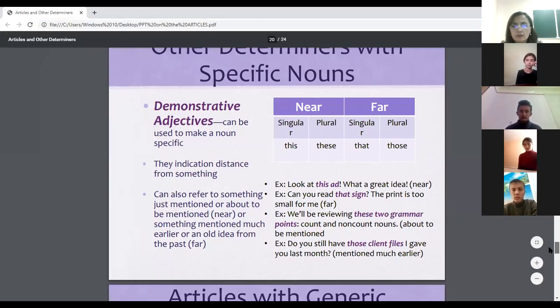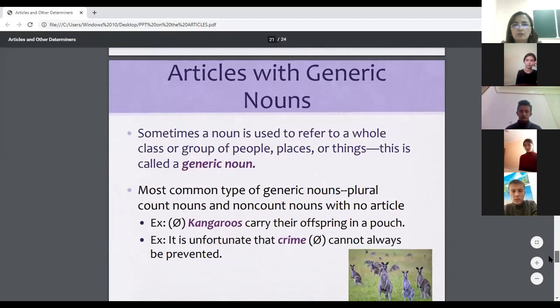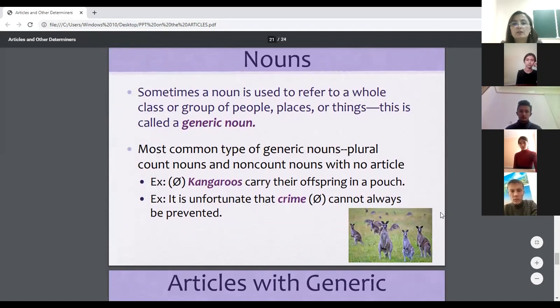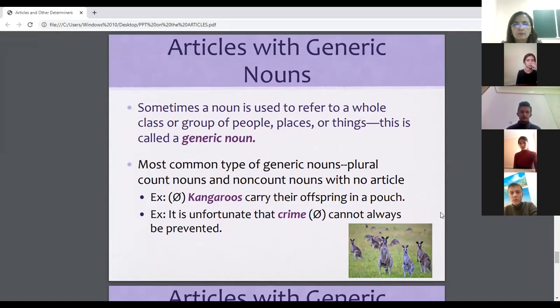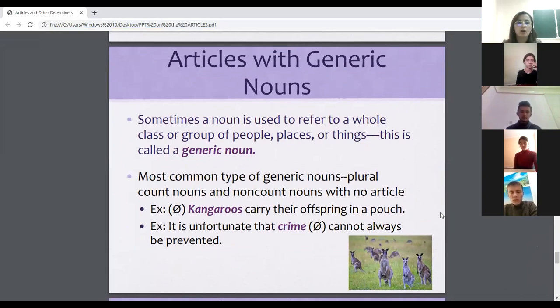So we will continue again. Articles with generic nouns. Sometimes a noun is used to refer to a whole class or group of people, places, or things. This is called a generic noun, dear students. The most common type of generic nouns are plural countable nouns and uncountable nouns with no articles. For example, kangaroos carry their offspring in a pouch. Kangaroos without any article, yeah? Because it refers to a whole class of a group of animals here, yeah?